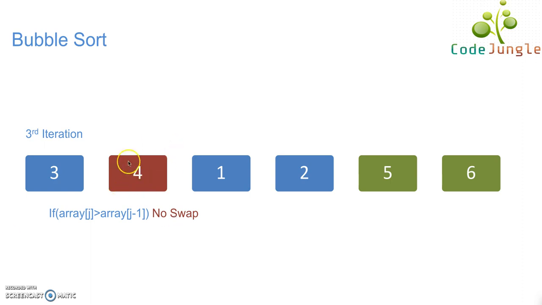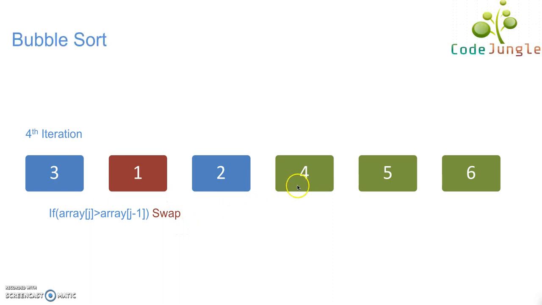Now we begin our third iteration. Again, 4 becomes our element j and 3 becomes element j minus 1. As 4 is greater than 3, hence there is no need of swap. Next, we will go for 1 and 4. 1 is j and 4 is j minus 1. As 1 is less than 4, hence we swap it. Next, we will consider 2 and 4. Here again 2 is less than 4 and hence we swap it.